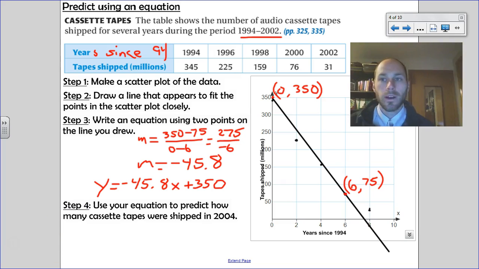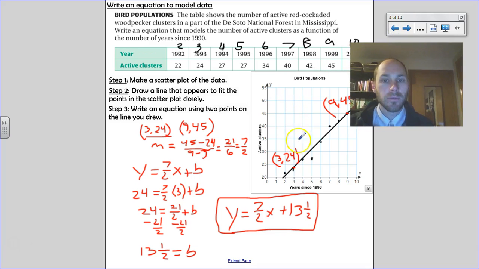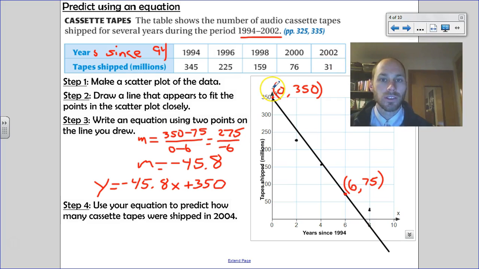All right, so I forgot to mention earlier that your equation might be a little bit different than what I got. If you drew your line a little differently and chose different points, it's going to be a little bit different. It should be fairly close to what I had, but keep in mind that the line of best fit will have different equations based off of how you drew your line.